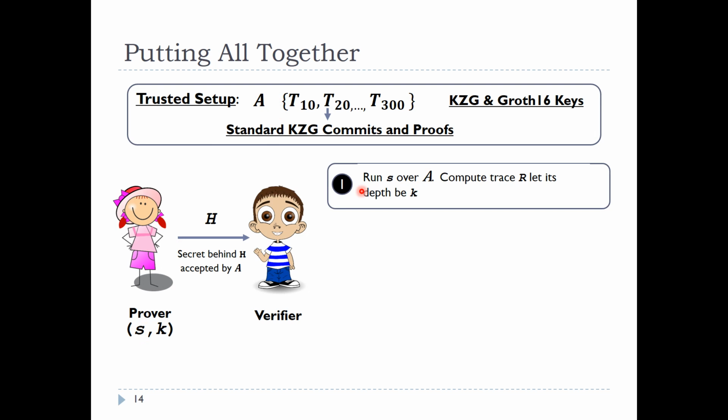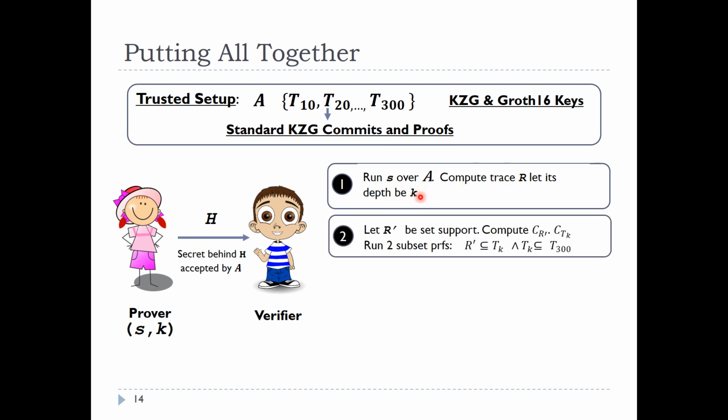The prover first runs the secret input string over this automata A, generates the sets of the transitions, and lets its maximum depth be k. So then she computes the set support, computes the corresponding commitments for the set support, and the selected subset of transitions.